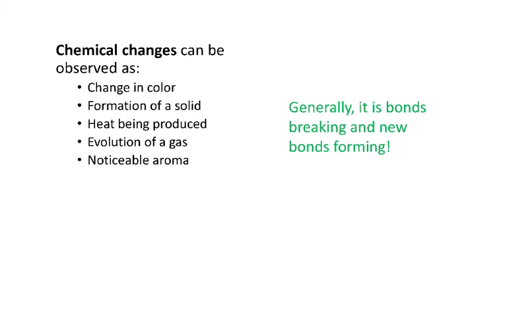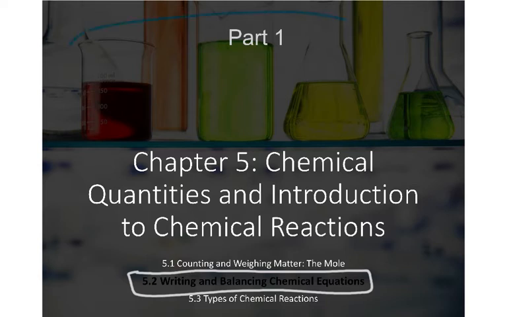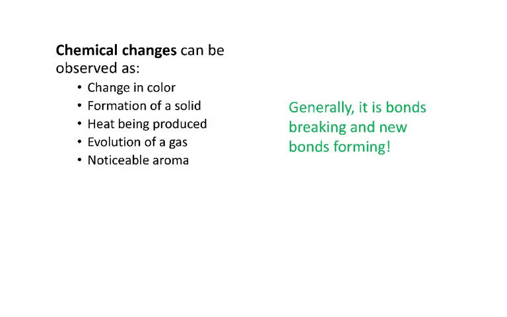Chemical changes can be observed in possibly these following ways. So if you see a change in color, right? If you go back to this slide, see all these different beakers and flasks in the background? They all have different colors of solutions. So if you mix two things and the color changes, then that's evidence of a chemical change. If a solid forms, that's evidence of a chemical change.